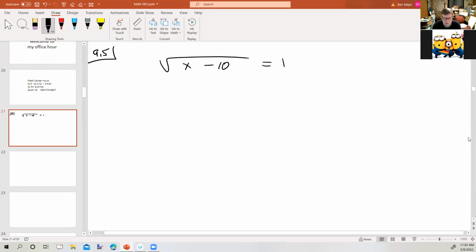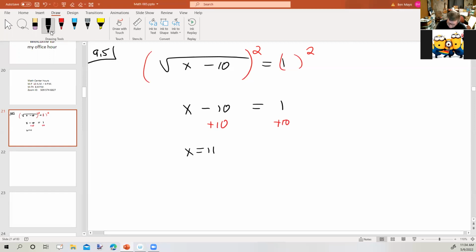Now, in this case, the radical term is already isolated. So what we're going to do next, since it's a square root, we're going to square both sides of the equation. On the left side of the equation, the square root of x minus 10, the quantity squared, is x minus 10, because the square gets rid of the square root. And on the right side, 1 squared is 1. So now we have x minus 10 equals 1. We'll add 10 to both sides of the equation, x equals 11.